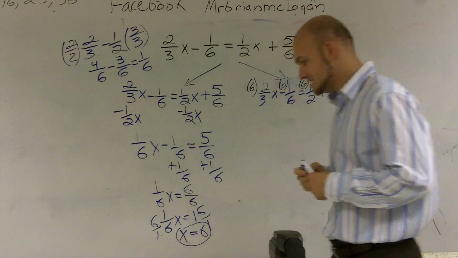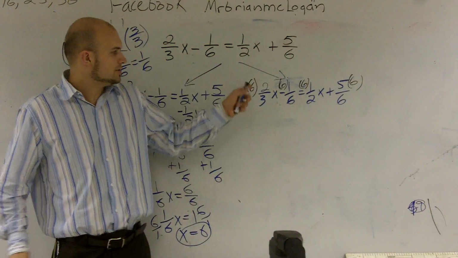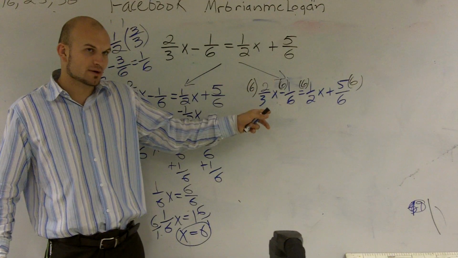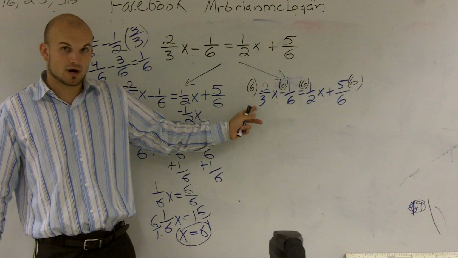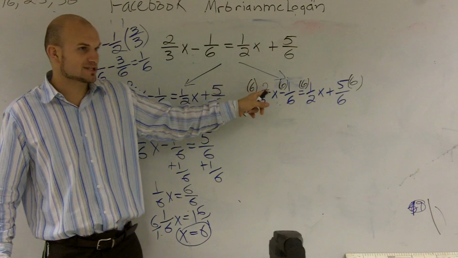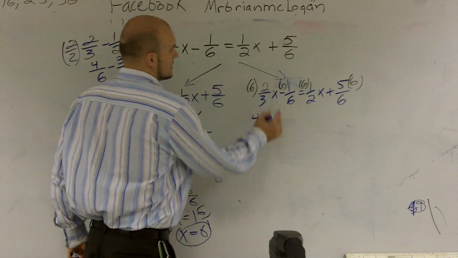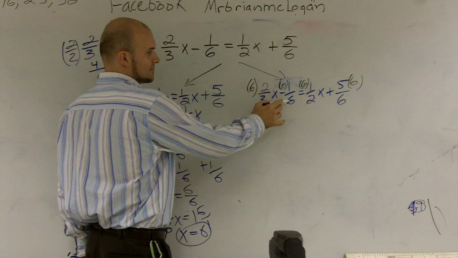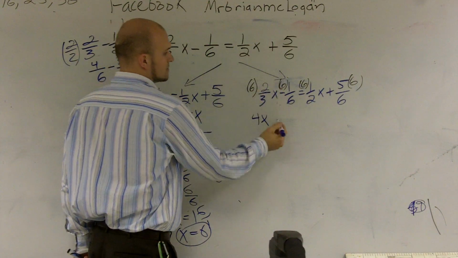All right, you're really going to have to pay attention for this because this is where a lot of you are going to make your mistakes. You have a number in the numerator and you're going to have a number in the denominator, okay? 6 divided by 3 gives you what? 2. 2 times that 2 is what? 4. 6 divided by 6 is 1 times this negative 1 is negative 1.